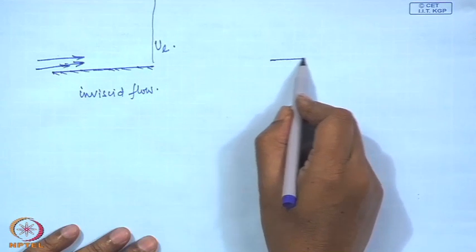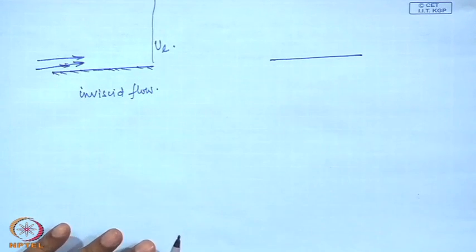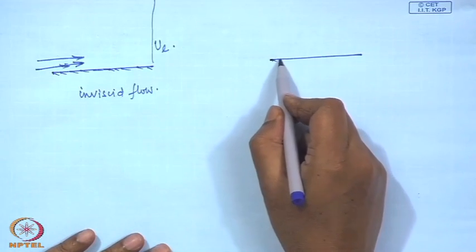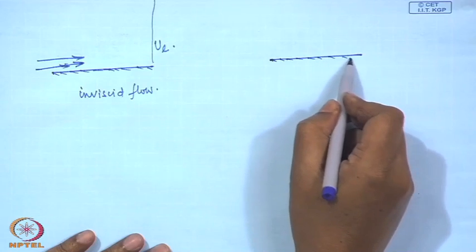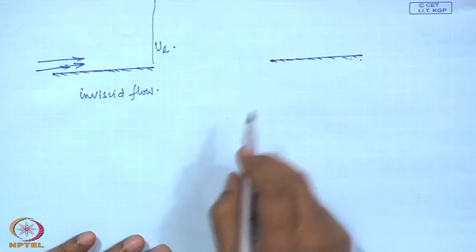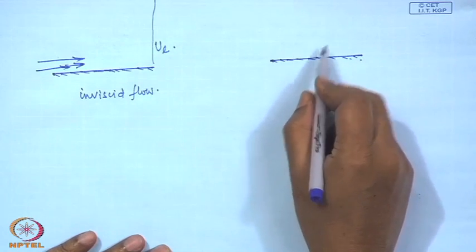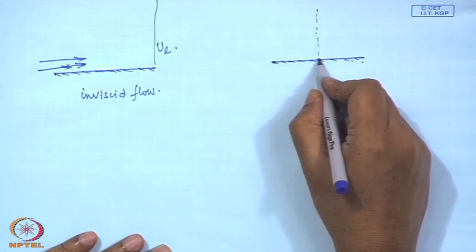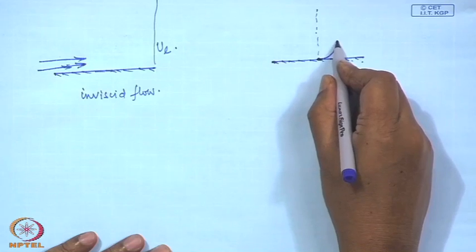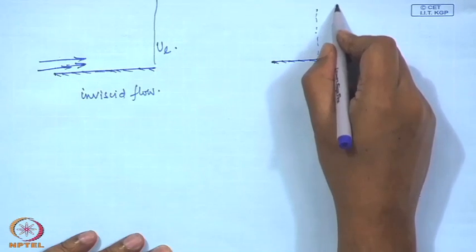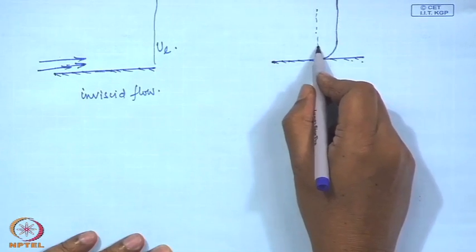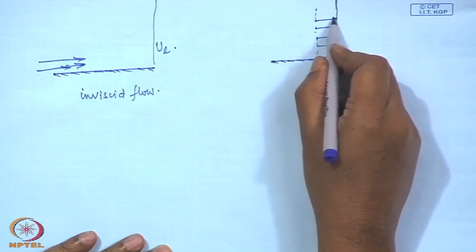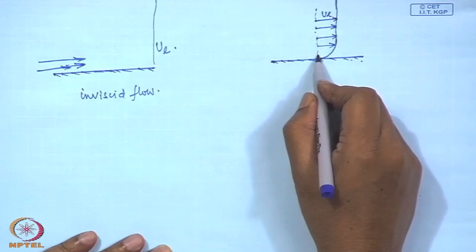In our viscous flow, the velocity is 0 on the wall and then increasing gradually. So if we consider this, up to a certain distance the velocity has decreased and then it has increased and remains constant. But in this part the velocity is smaller.